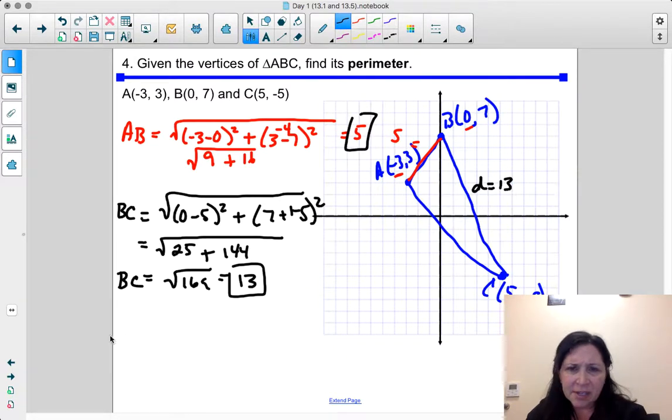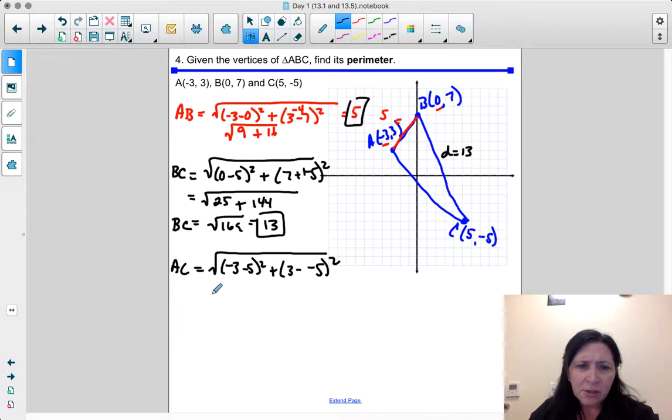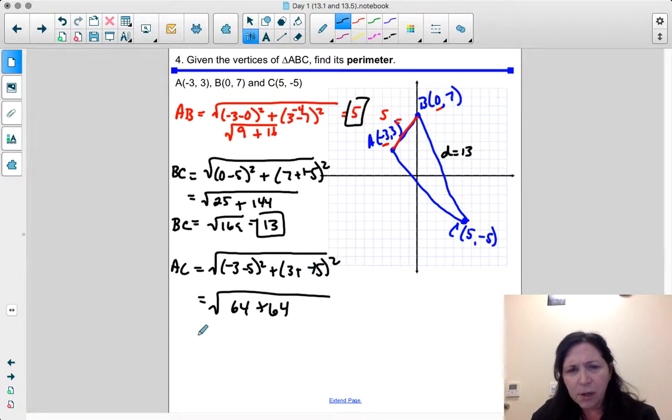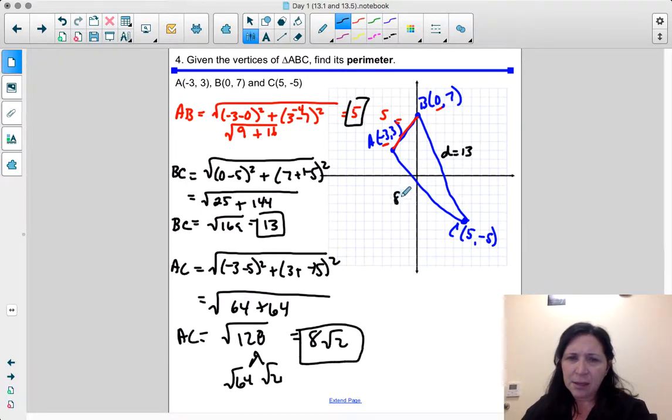And then the last distance is for AC, and that's going to be the square root of negative 3 minus 5, quantity squared, plus 3 minus negative 5, quantity squared. So that's going to be negative 3 minus 5 is negative 8. Negative 8 squared is 64. These make plus 8. 8 squared is 64. So what we have for length AC is the square root of 128. Keep in mind that you should try to reduce when possible. That's going to be square root of 64 times square root of 2. So that's going to be 8 root 2. Okay, so that's the length of AC, which is 8 root 2.